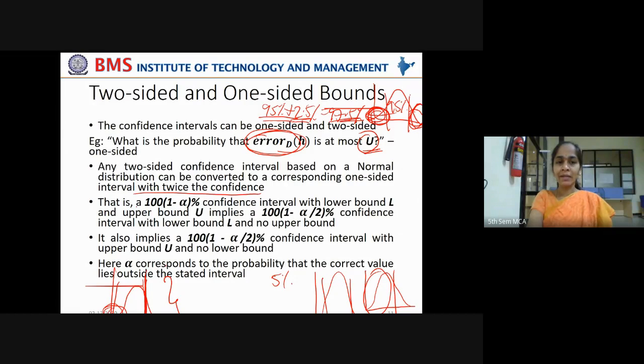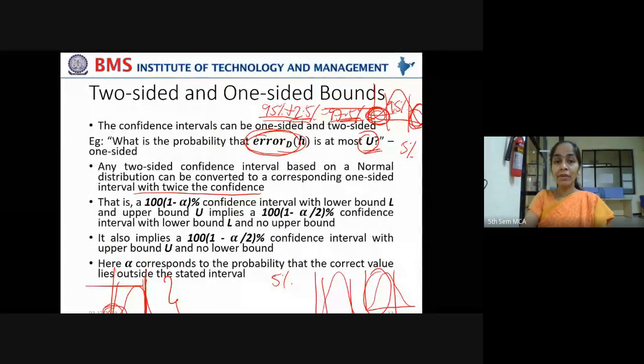Let us see. That is 100 into 1 minus alpha percent confidence interval. Here my alpha is called the level of significance. Okay, this alpha, when our confidence interval is 95%, alpha is how much? 5%. Okay, listen carefully.